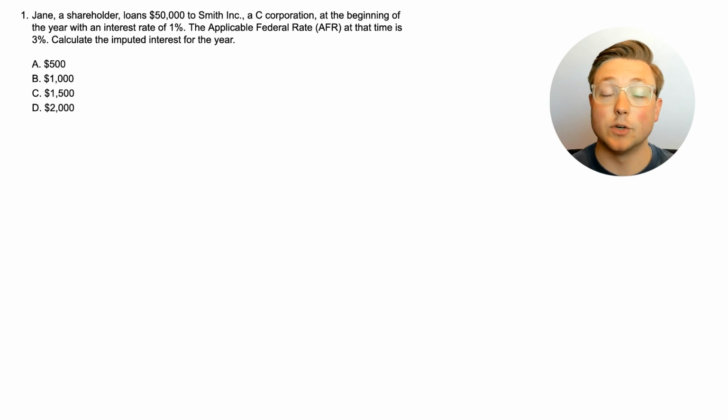Alright, here we are at question 1. Jane, a shareholder, loans $50,000 to Smith Inc., a C corporation, at the beginning of the year with an interest rate of 1%. The applicable federal rate, or the AFR, at that time is 3%. Calculate the imputed interest for the year.